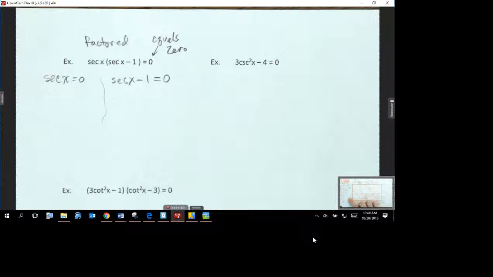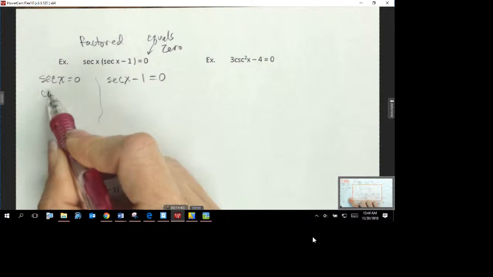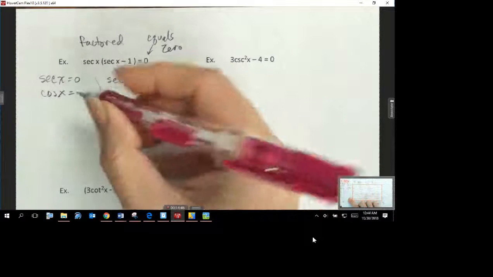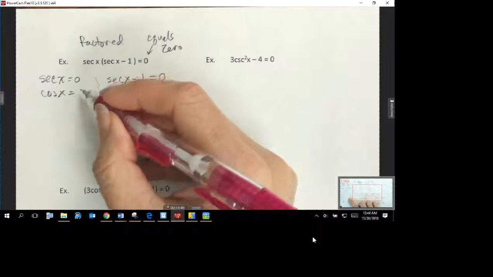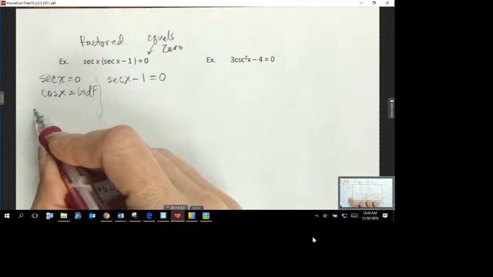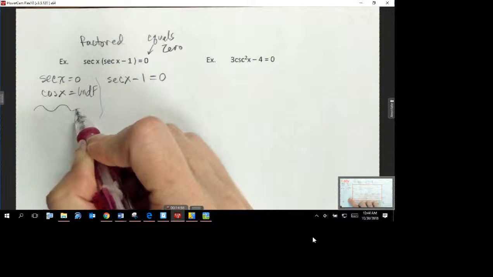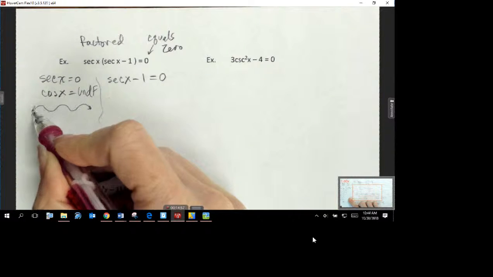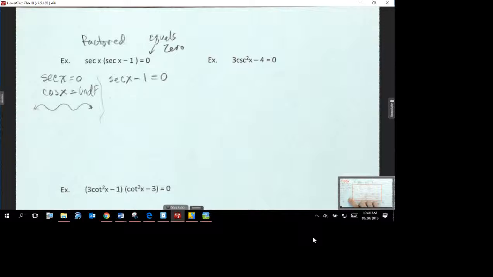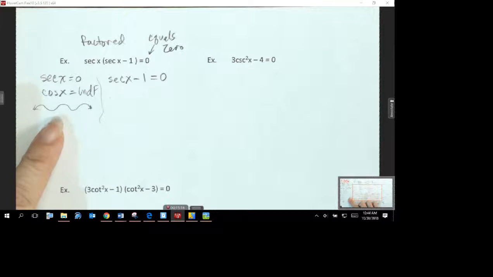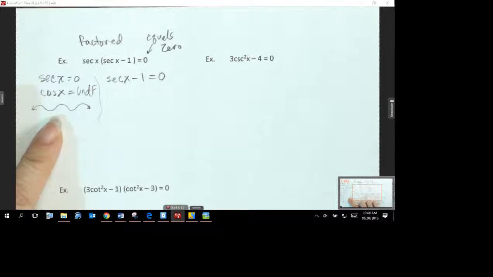So now, secant x equals 1. I don't have my secants memorized, so I'm going to change this to cosine. If you have your secants memorized, that's totally fine. But what would cosine equal? Undefined. Excellent. And then you think of that cosine graph that looks like this. And if it's undefined, it will be an asymptote. Where does cosine have an asymptote? A vertical asymptote. Where does cosine have a vertical asymptote? Cosine never has an asymptote.